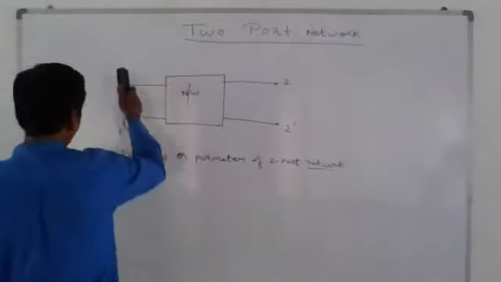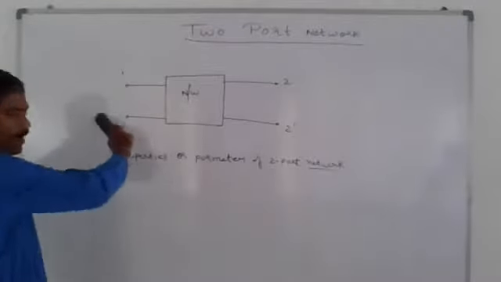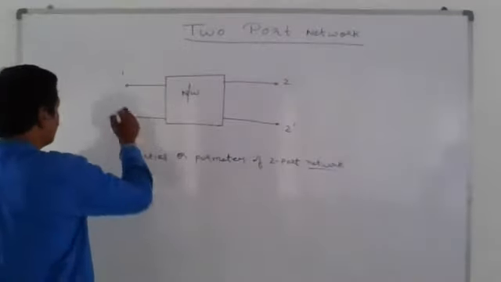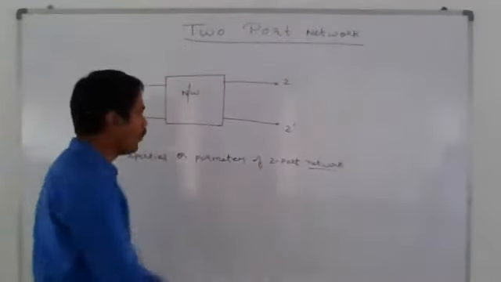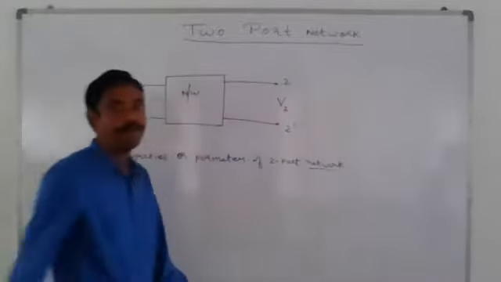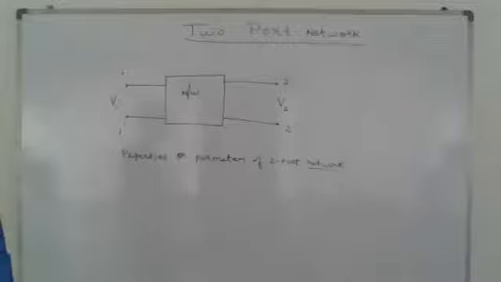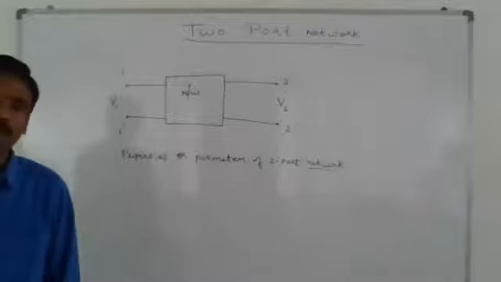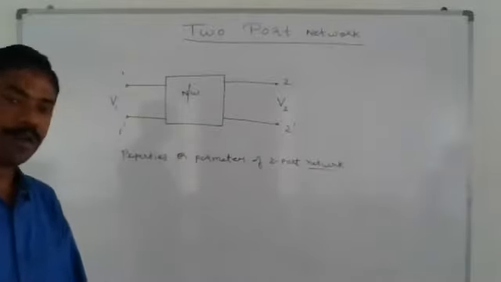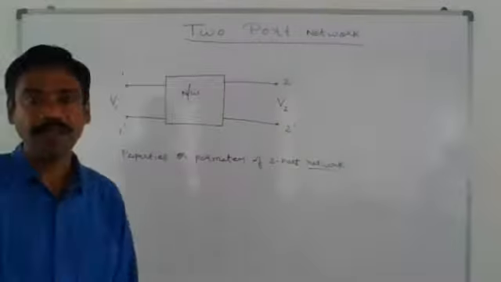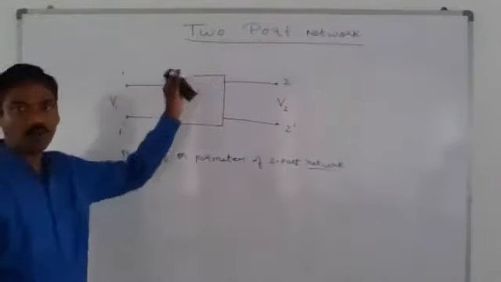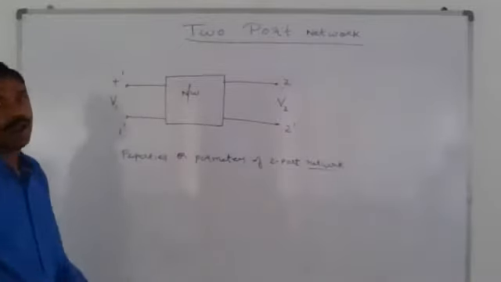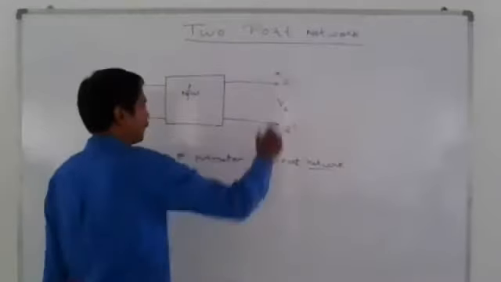So first port 1 dash, second port 2 dash. The voltage I am assuming here as V1, and in port 2 voltage I am assuming as V2. This is a standard notation. You can refer to any standard textbook, say Van Valkenburg book, the best book of network analysis and synthesis, which is available in our library. You can see the first port is 1 dash, 2 dash. First port we are assuming V1, of course this is positive, and second port V2.